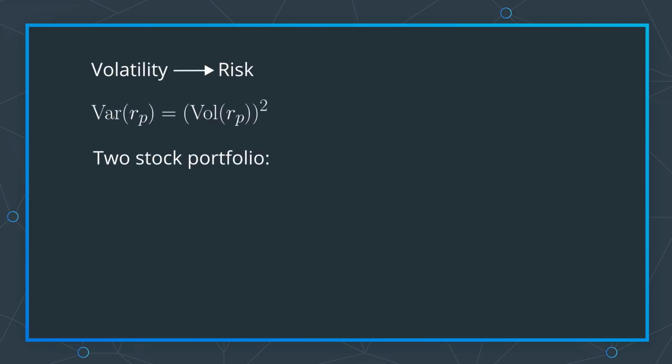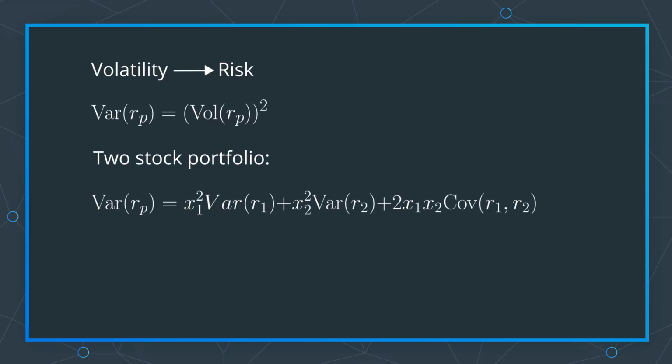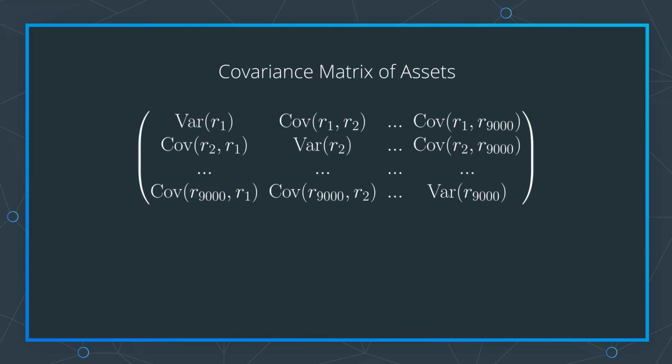We've previously seen how volatility is a common measure of risk. Variance is just the volatility squared. If we were to estimate the variance of a portfolio of two stocks, we would calculate this as the weighted sum of the variance of the returns of each stock, as well as the covariance between the returns of these two stocks. If we were looking at the US stock market, we may have 9,000 stocks in the stock universe.